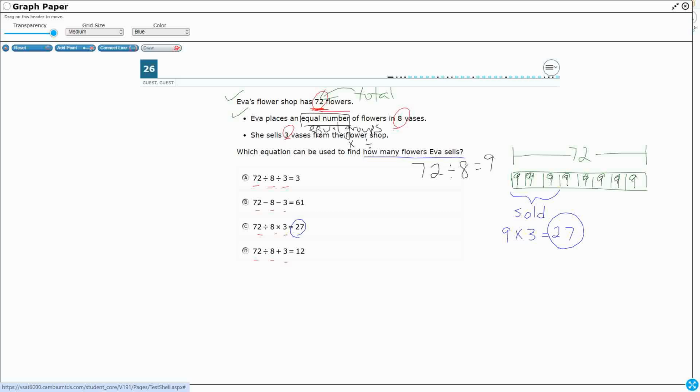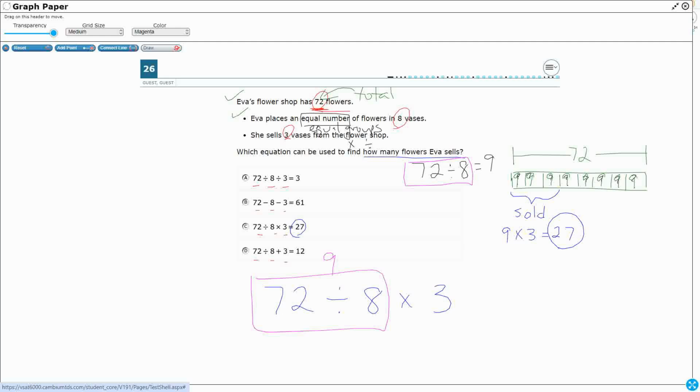But let's take a look at this answer that is correct: 72 divided by 8 times 3. Because that's what we actually did. We just did it in 2 big chunks. First, we divided our 72 into the 8 vases. So that's this right here, and we can keep track of that. We can say that's 9.